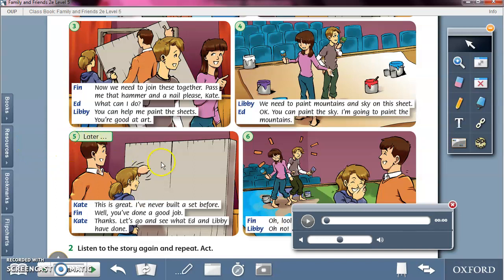Later, بعد ذلك, listen carefully to picture number 5. The conversation is between Kate and Finn. Listen, please.